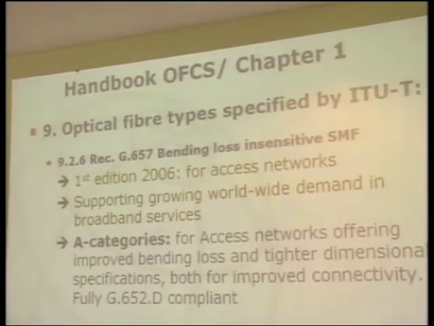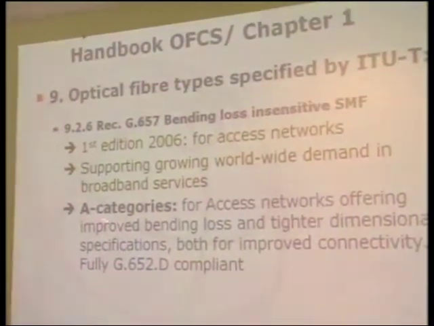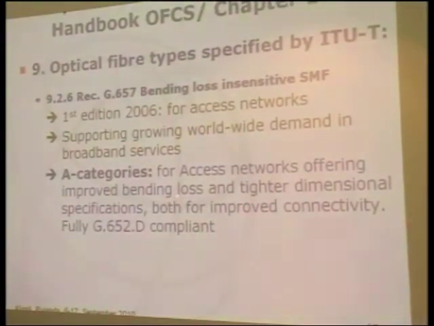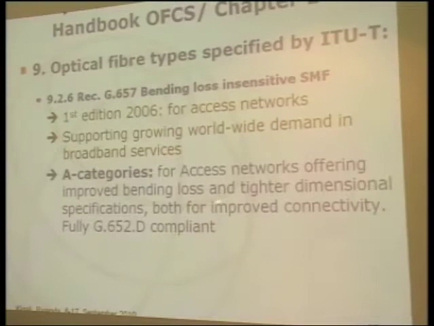And in 657 we have two main categories. The A category is for the access networks. It's going to the homes, but not in the homes itself. Offering improved bending loss and tighter dimensional specifications, both for improved connectivity. And this category is fully G652 compliant.